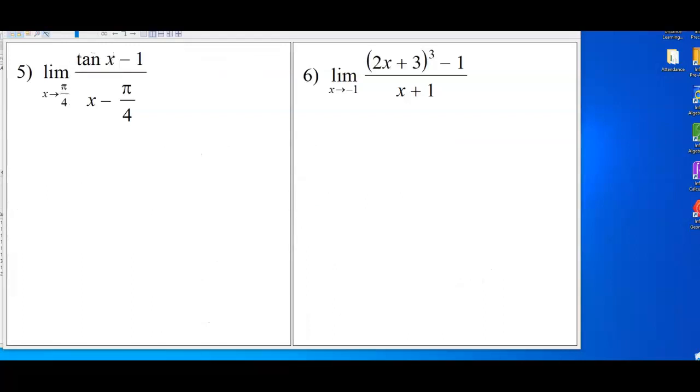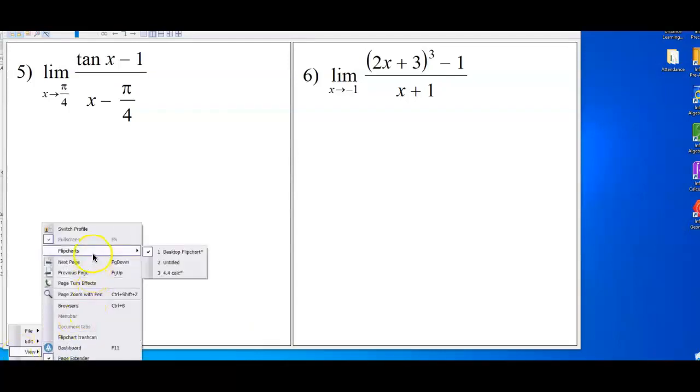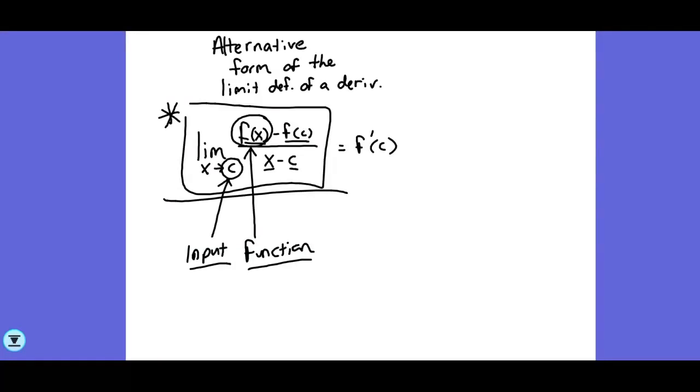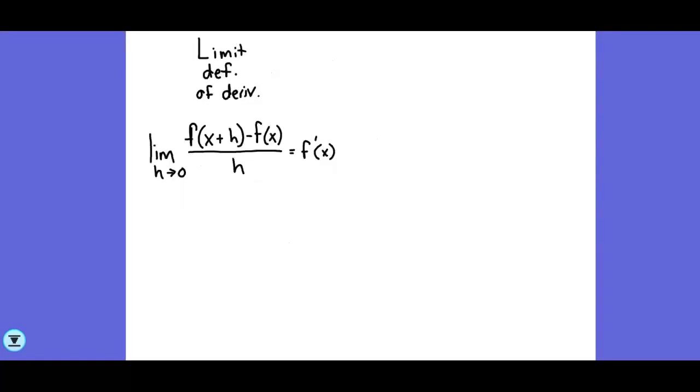All right? Now, that's one way the problem could be presented. The problem is presented to us in that form with the alternative form of the limit definition of a derivative. But as you guys know, we have the other form, which looks like this. Okay? Now this one can be a little bit more confusing.